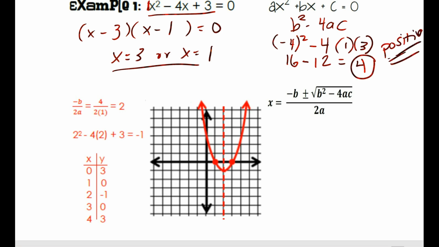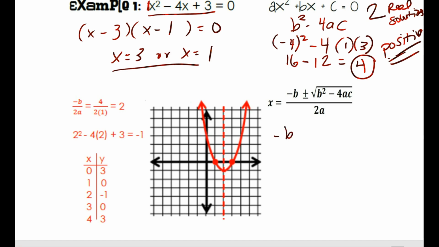which means we're going to have how many solutions? 2 real solutions. Okay? So that I know that. I've proven that by factoring. I've proven this by graphing. You see the graph right here? And now we're going to prove it by using the quadratic formula.